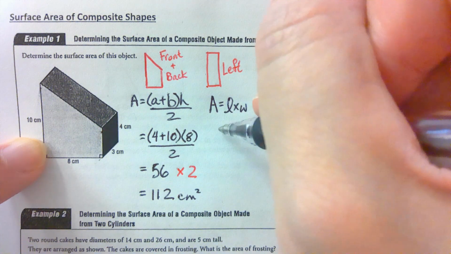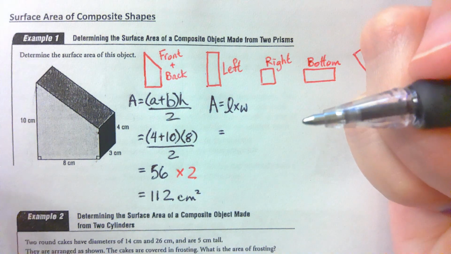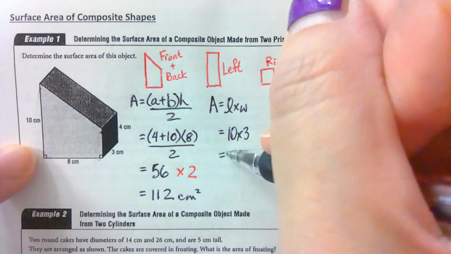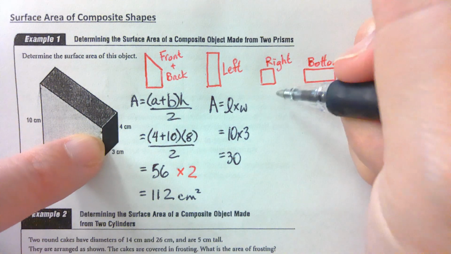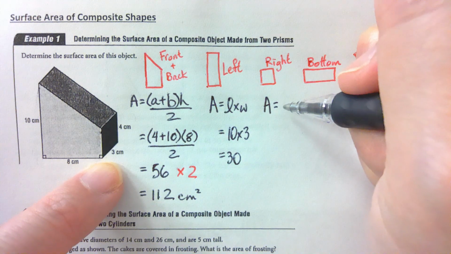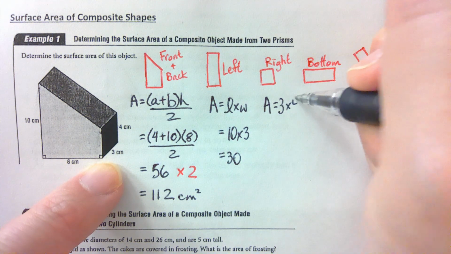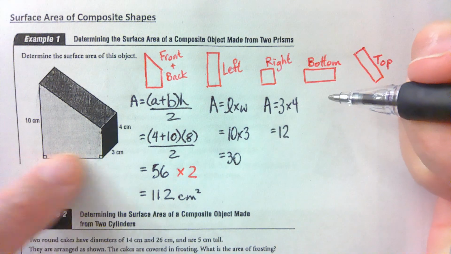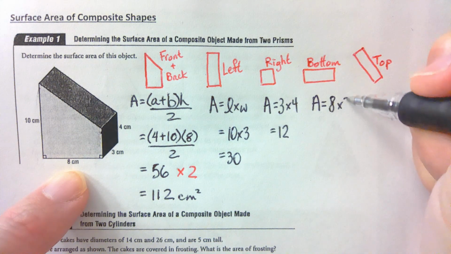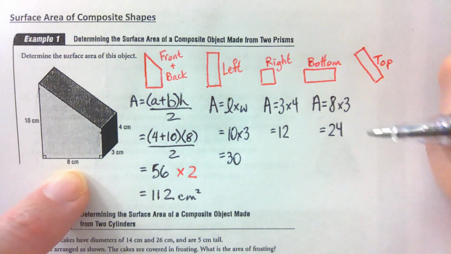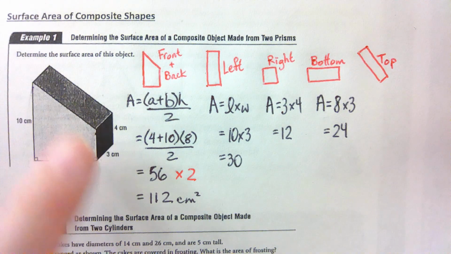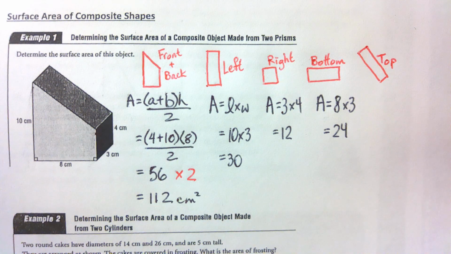It's just a rectangle, so length times width. Bessie? 10 times 3, yeah. That is just 30. Okay. This rectangle right here on the right, so it's just 3 times 4. So it's 12. The bottom, the base, is going to be 8 by 3. So 24. And then this top right here, this rectangle, it's again length times width.